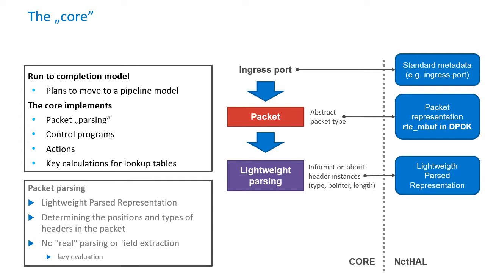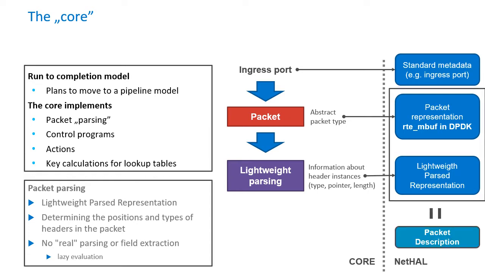However, the lightweight parse representation is implemented by the network hardware abstraction library, where we store the types, the pointers to the given packet representations and the lengths in bytes or bits. The packet representation, together with the lightweight parse representation, is called the packet description. And then this packet description is used by the control blocks and in the implementation of the control blocks.